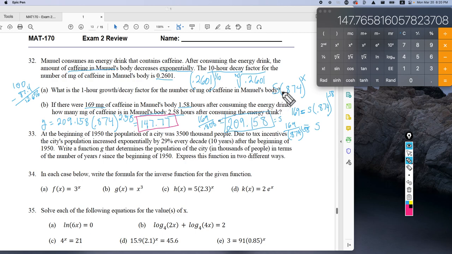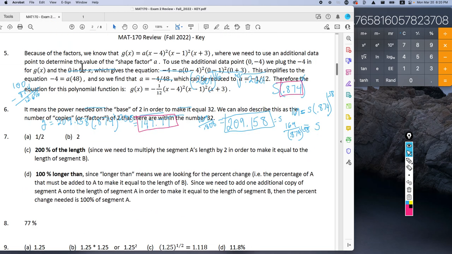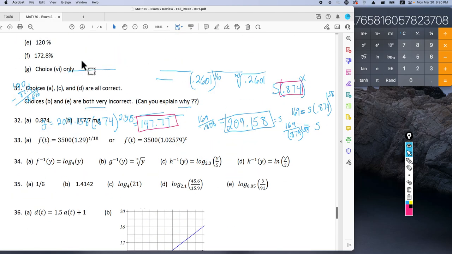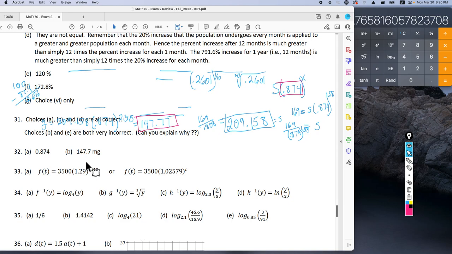Okay, let's see. For the first question, this was our answer. Let's do a quick check because we've done all this many times. It's 32, right? Let's make sure. 0.874, there we go, 147.7. Okay. So I would round that to 0.8, but anyway, we're good in both answers.